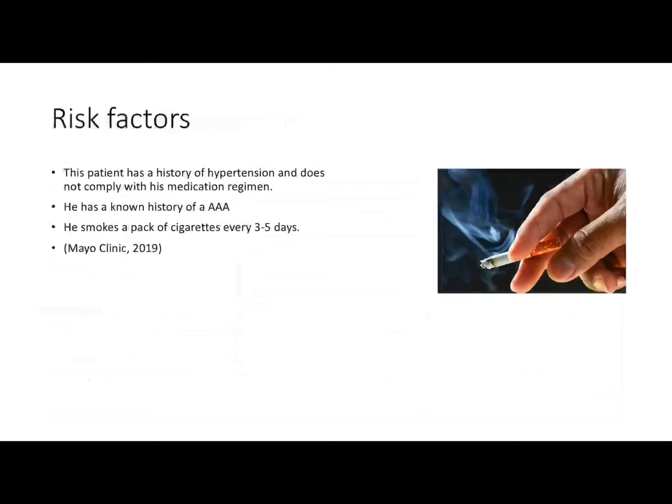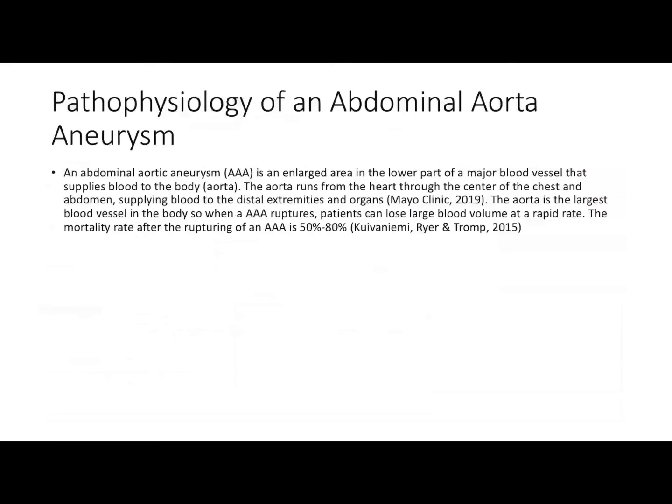Risk factors for this patient would be that he has a history of hypertension and he is not compliant with his medication regimen. He has a known history of a AAA and he smokes a pack of cigarettes every 3 to 5 days. The pathophysiology of an abdominal aortic aneurysm is an enlarged area in the lower part of a major blood vessel that supplies blood to the body.